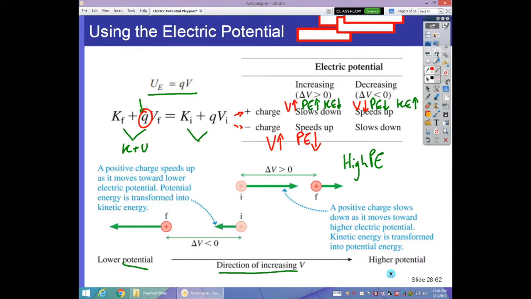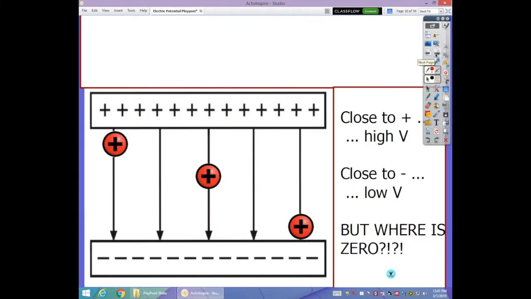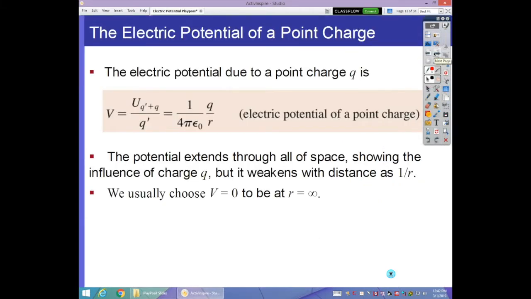All right. So again, we can think about this potential energy as being close to things that are positive is like a high voltage, like a high potential. Close to things that are negative is like a low potential. But where is zero, of course? We are usually free to set zero wherever we want. If I have some point charge Q, I can take the potential energy equation and divide out one of the charges. And what I get is this thing.